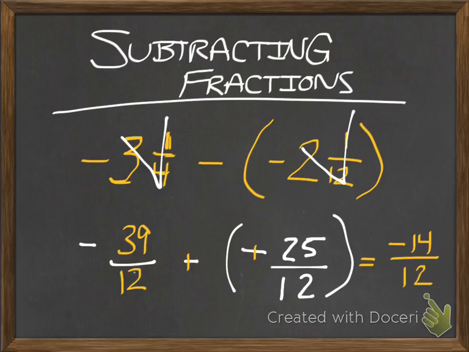When I simplify that, I end up with -1 2/12, which can simplify to -1 1/6. Hopefully that makes sense. Okay, so the best advice I can give you when we're subtracting fractions, especially mixed numbers with negatives, always turn to an improper fraction. Make sure you keep your signs straight, know your rules, know your tricks, and ask me if you have questions.